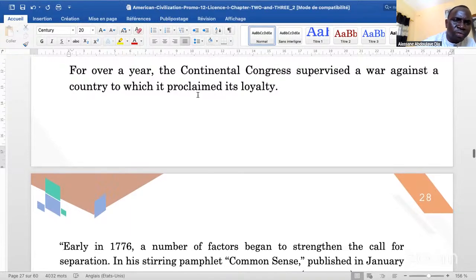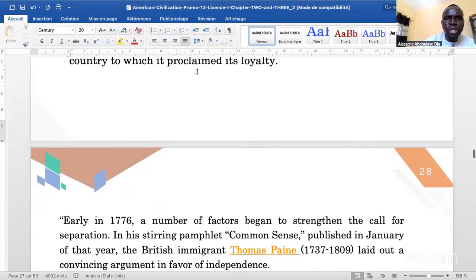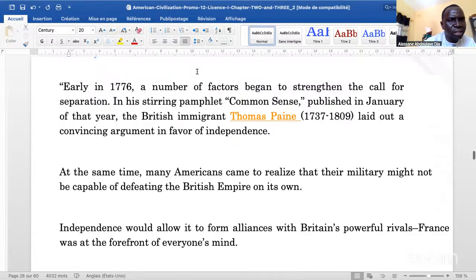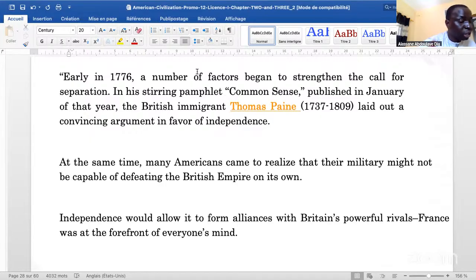Now, for over a year, Congress supervised a war against the country to which it proclaimed loyalty. So it means that they were loyal to the British. They recognized that the British governed them, but now they are going to fight their mother, their political mother. So the kids, the new colonies, were the babies of the British Parliament. Now the babies are going to fight against their political mother.